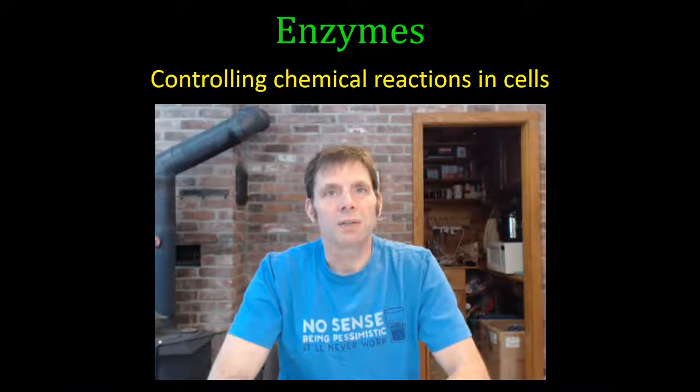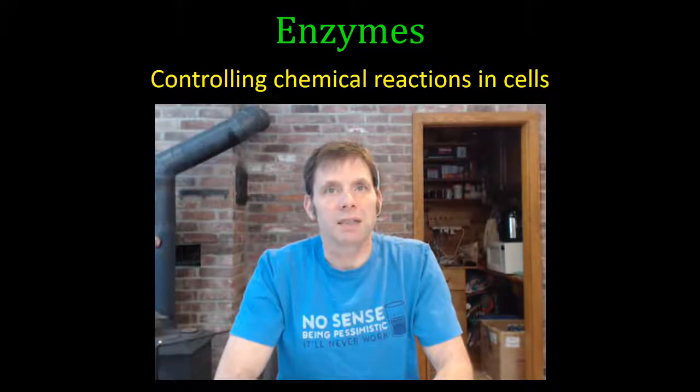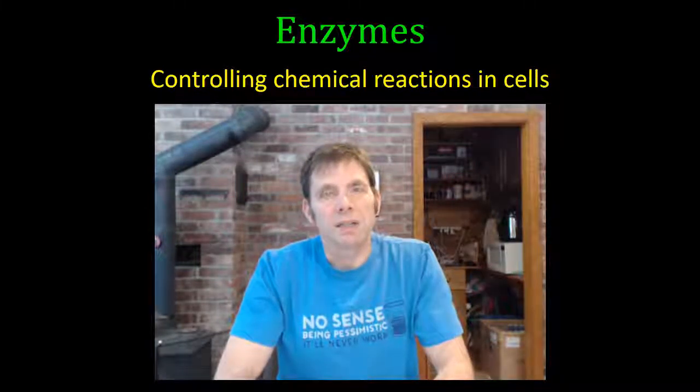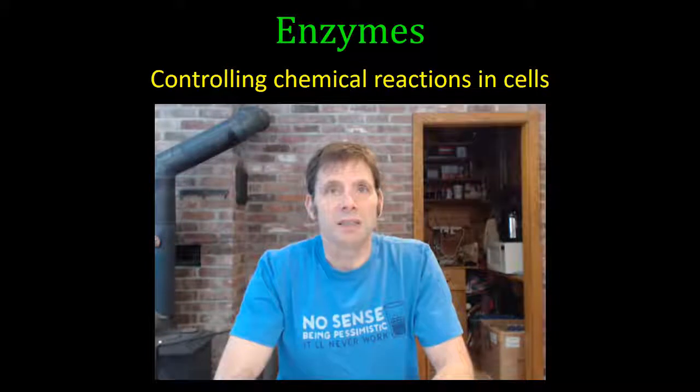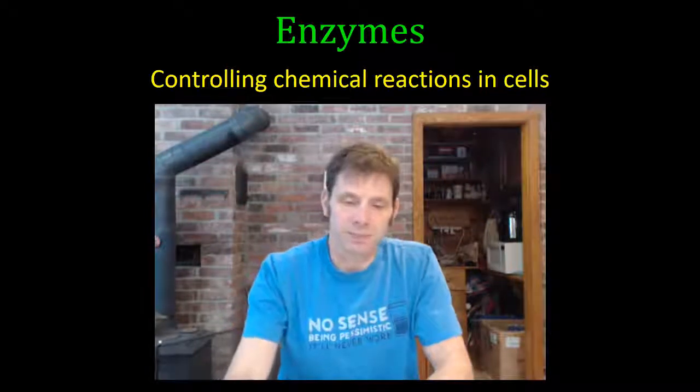In order for a cell to maintain homeostasis, it has to regulate both the type and rate of chemical reactions that occur in the cell. It does this by using enzymes. So today we want to talk about enzymes and how they regulate chemical reactions in the cell.